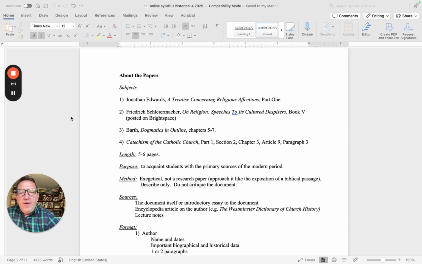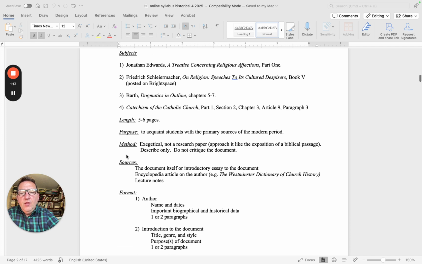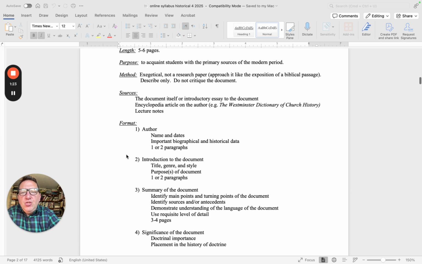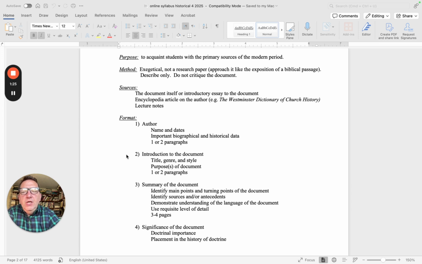They're short, 5 to 6 pages. The purpose is to get you into the original text, and not just taking other people's words for it, but dealing with the original text yourself. This is, think, an exegetical paper, not research. Your job is not to critique the documents, not to say where Schleiermacher is wrong or the Catholic Church is wrong. Your job is just to show that you understand what they're saying.